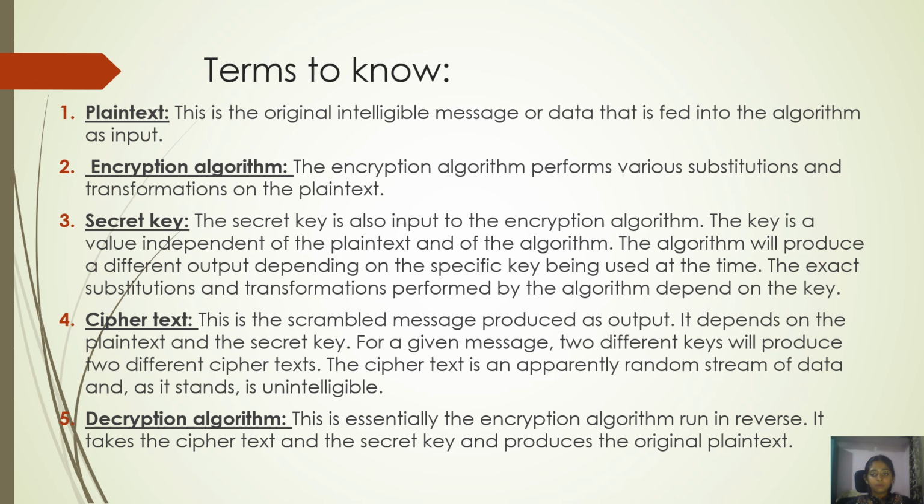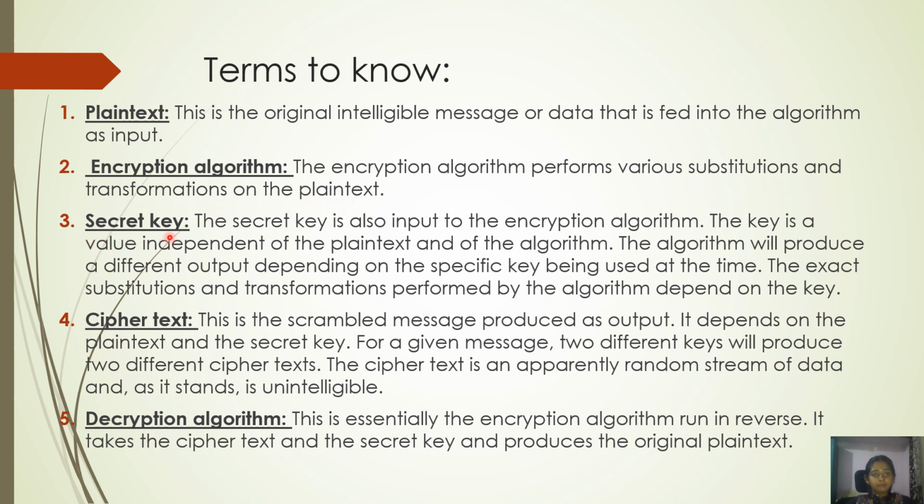So before moving on to the techniques, we need to know a few terms. The first one we have is plain text. This is the original intelligible message or data that is fed into the algorithm as input. The second one we have here is encryption algorithm. The encryption algorithm performs various substitutions and transformations on the plain text.